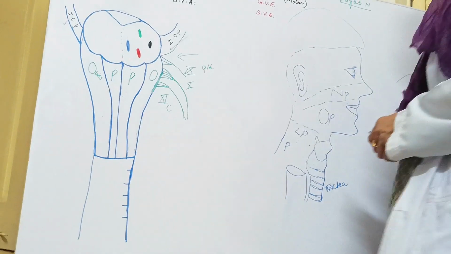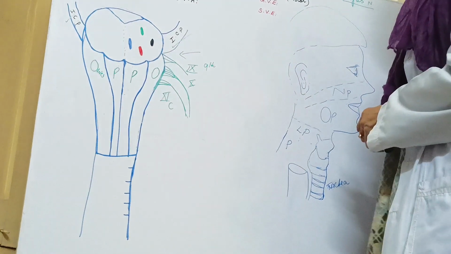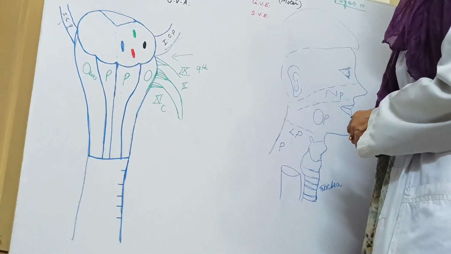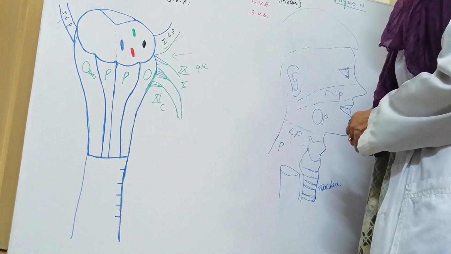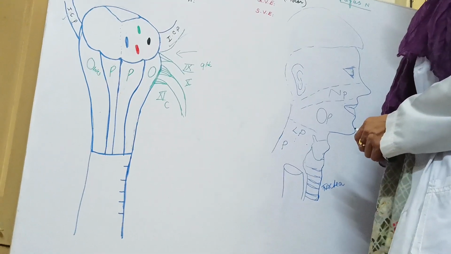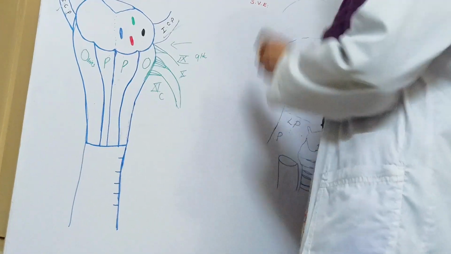Okay, today we are going to learn about the longest cranial nerve, the vagus nerve, which is also called the wandering nerve because it travels down most of your body, that is, up to your abdomen. So let's see first from where it gets its origin.